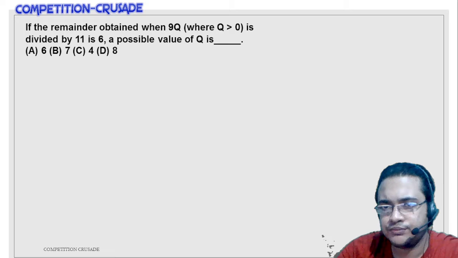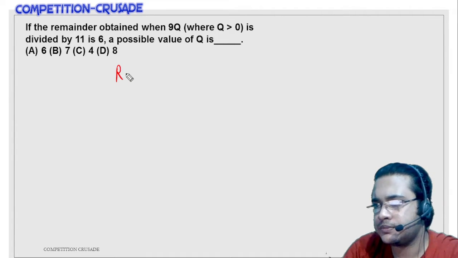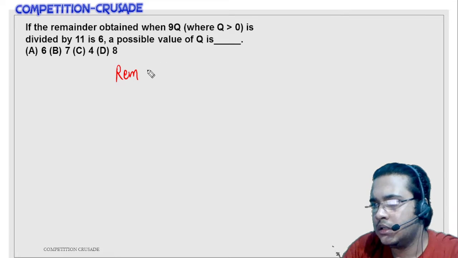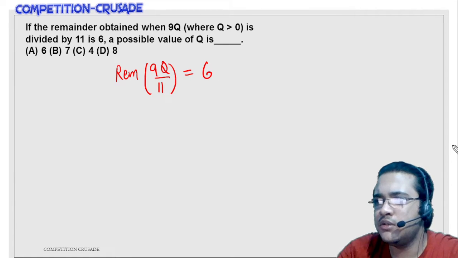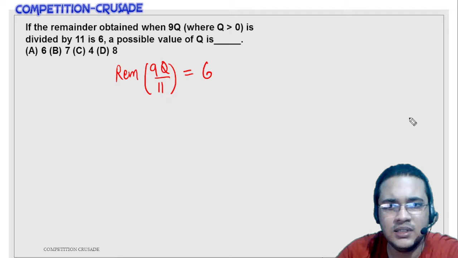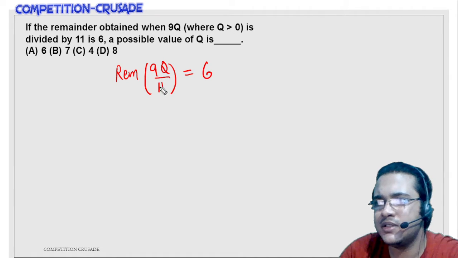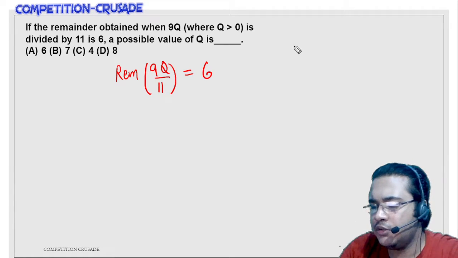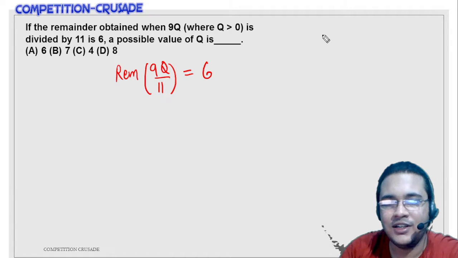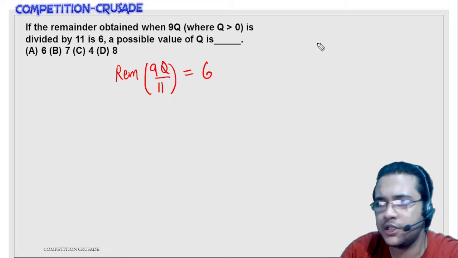So the question says that rem(9q, 11) is equal to 6. Now please do not get bogged down by the rem bracket 9q. This is as simple as: when 9q is divided by 11, it gives me 6 as remainder. Now I want to take you back to your school days. You probably have heard of the division lemma, that dividend is equal to divisor times quotient plus remainder.